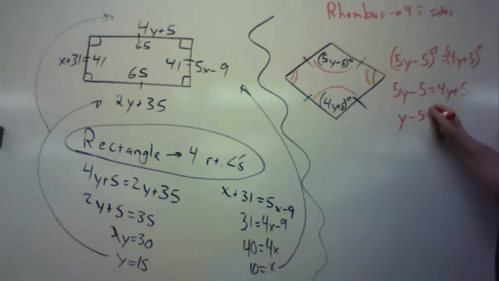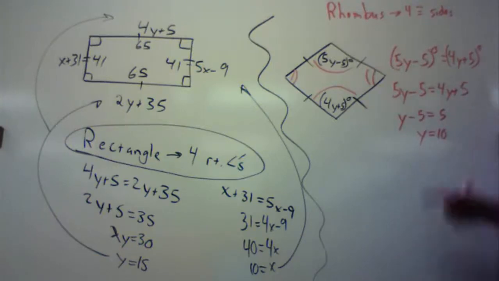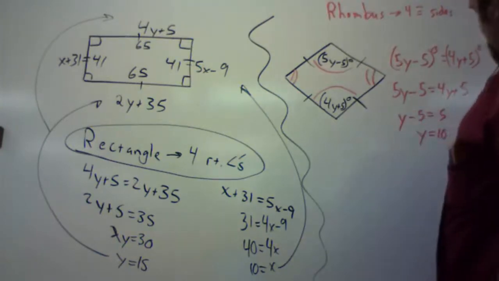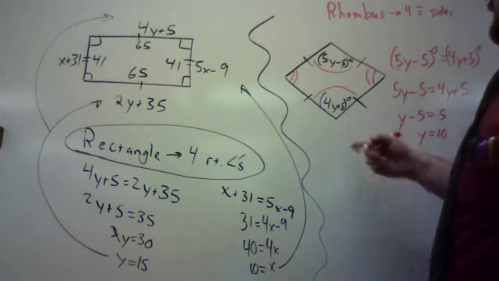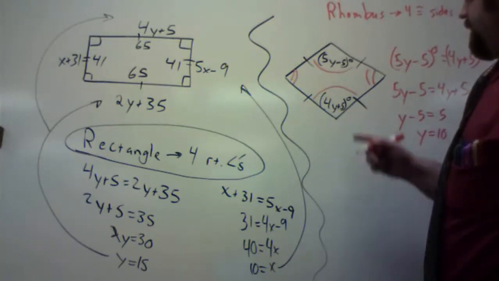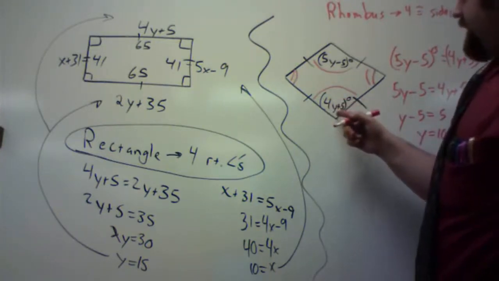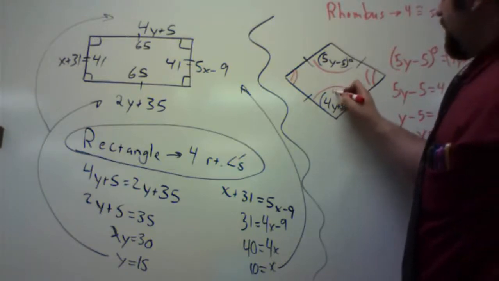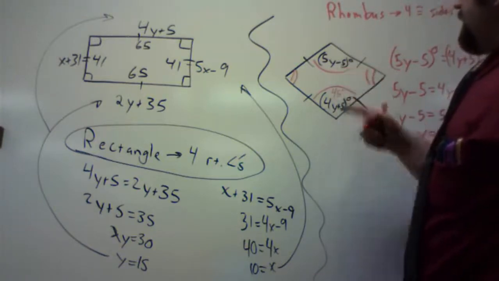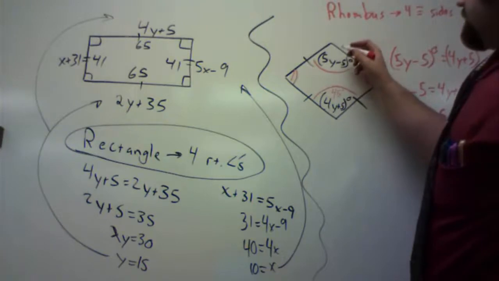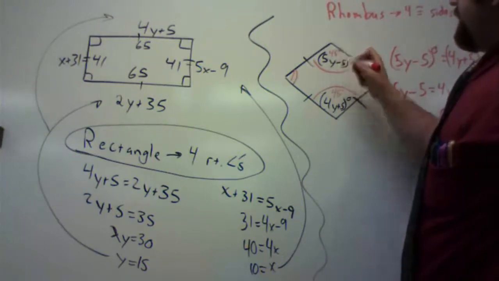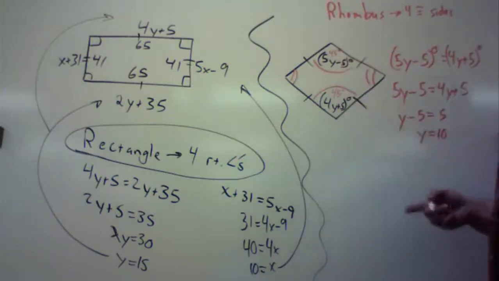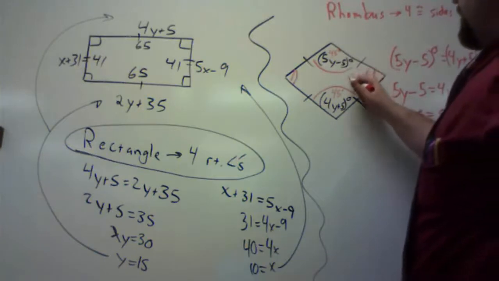y minus 5 equals 5. y equals 10. But I don't care what y is. I want to know what the angle is. Let's see, 4 times 10 is 40, plus 5. This is 45 degrees. 5 times 10 minus 5 is 45 degrees. So if this is 45 degrees, this would end up being 135 degrees.